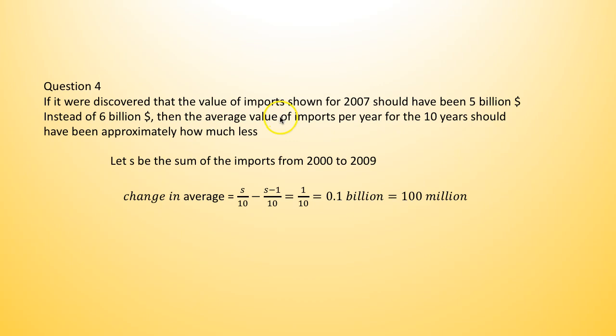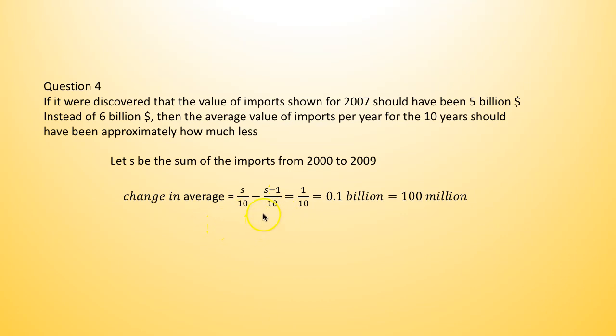If it were discovered that the value of imports shown for 2007 should have been $5 billion instead of $6 billion, then the average value of imports per year for the 10 years should have been approximately how much less? So let S be the sum of the imports from 2000 to 2009. And we know that in 2007, the value of imports was 5 instead of 6. Now the change in average: first average would be S by 10 because S is the sum. Now the total is reduced by 1, so the new average would be S minus 1 by 10.